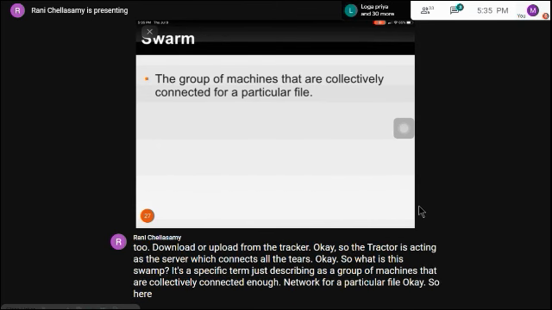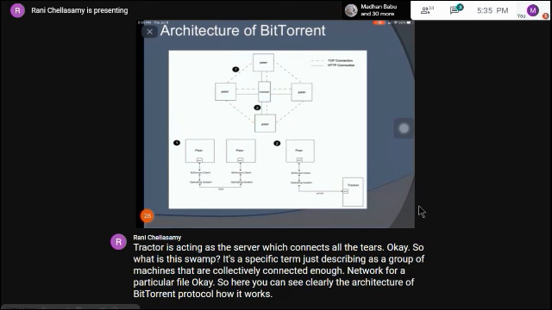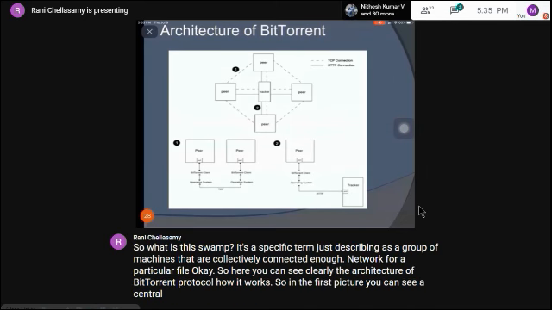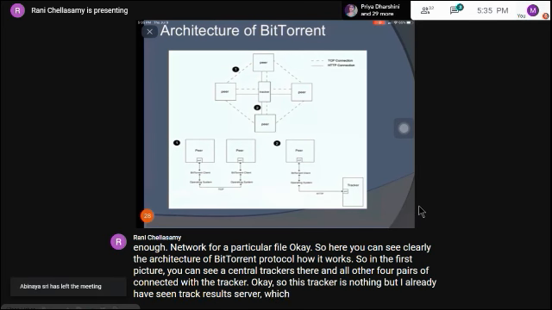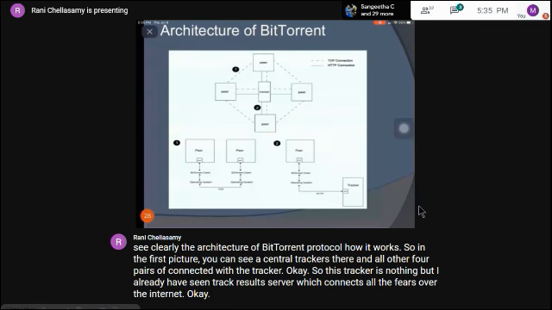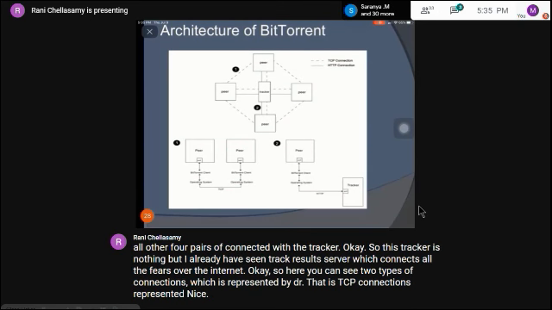So here you can see clearly the architecture of the BitTorrent protocol, how it works. In the first picture you can see a central tracker is there and all the other 4 peers are connected with the tracker. Okay, so this tracker is nothing but, as you already saw, a server which connects all the peers over the internet. Here you can see 2 types of connections: the TCP connection is represented by dotted lines and the HTTP connection is represented by the solid line.